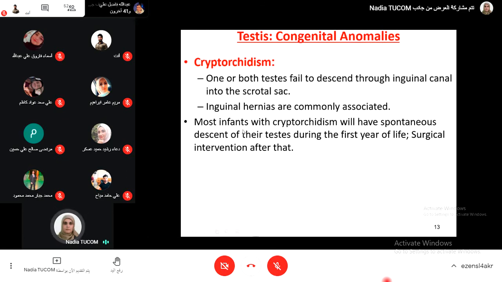Most infant cryptorchid testes have spontaneous descent along their pathway into the scrotum during the first year of life, and surgical intervention can occur after that. Many times the spontaneous descent can occur during the first year of life.